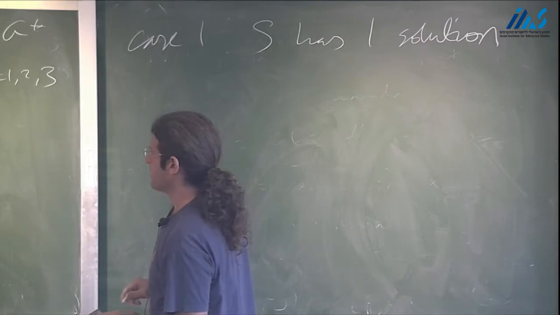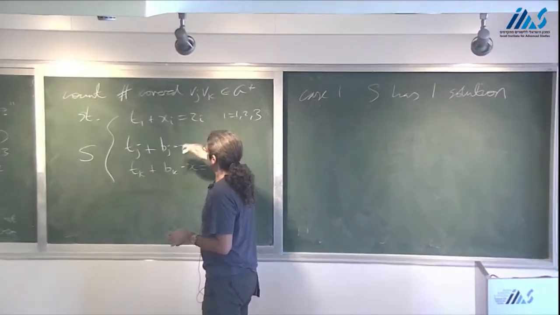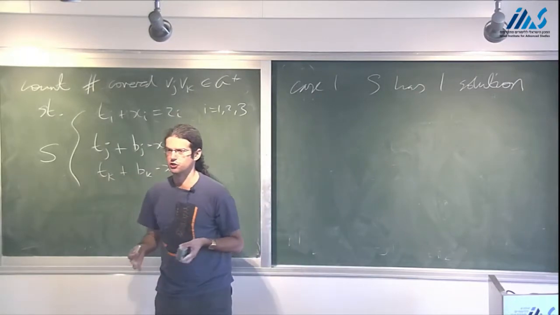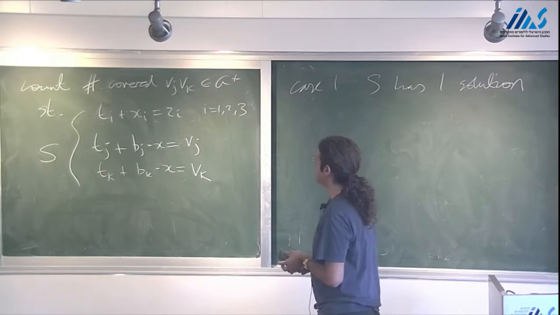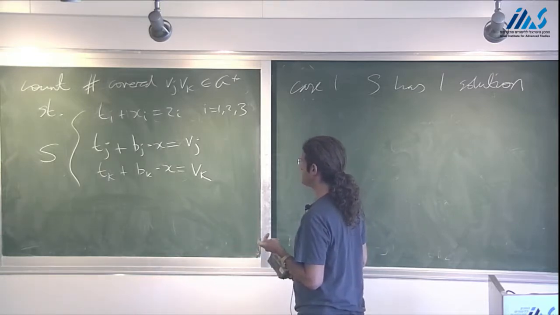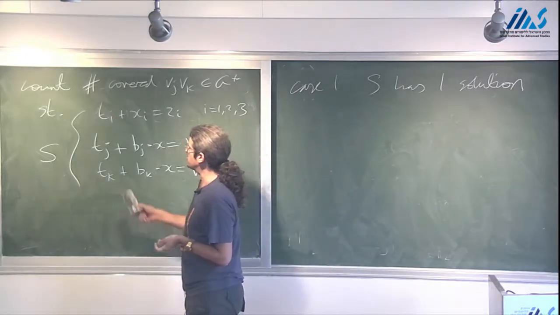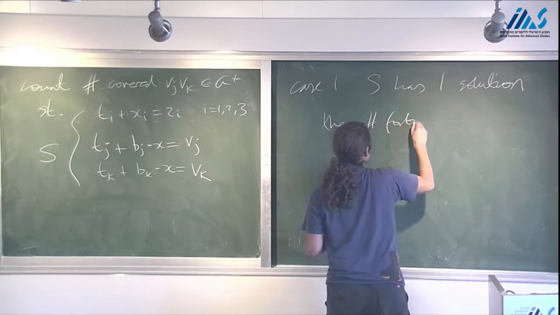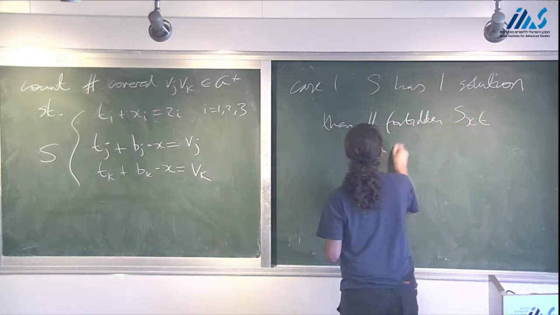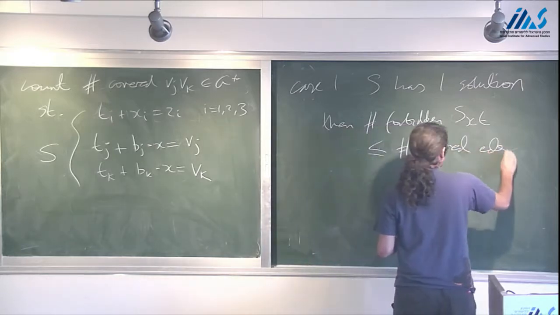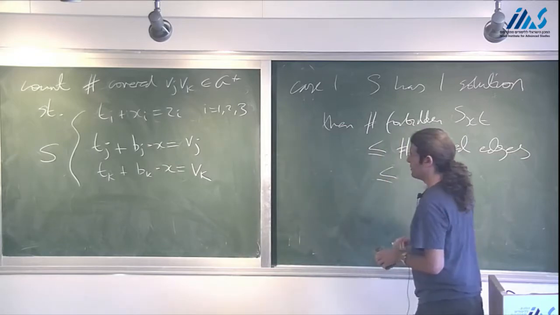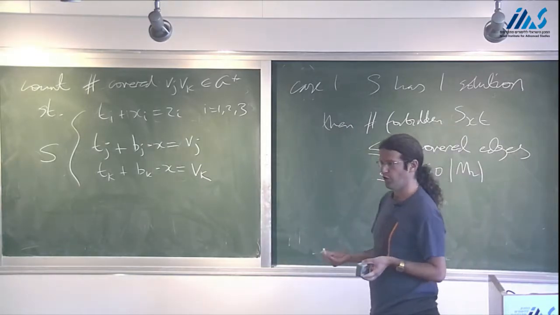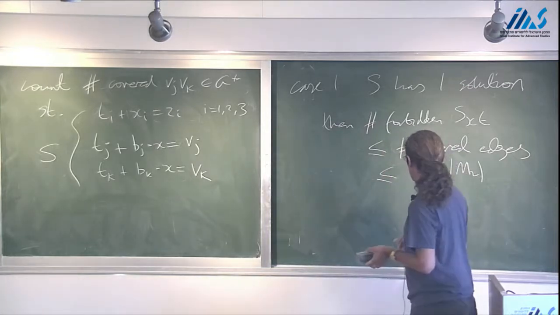Okay, so now this is the easy case. I can just estimate the number of forbidden choices just by the total number of covered edges, which is at most 180 times the size of M2. And how big was M2? It was some small constant times N squared, I think maybe C3 times N squared, possibly.